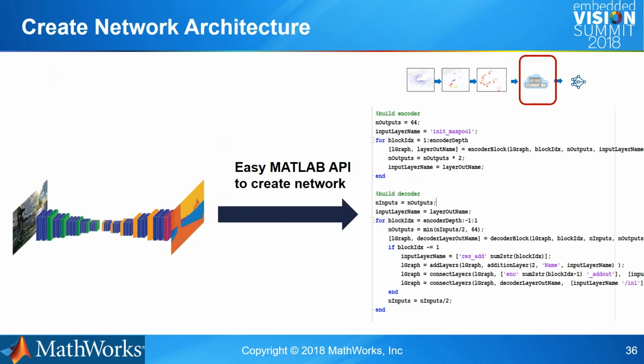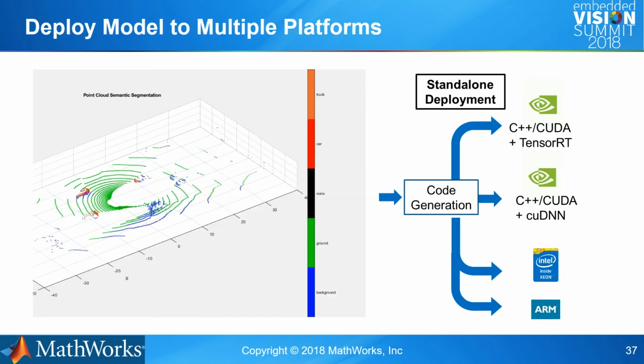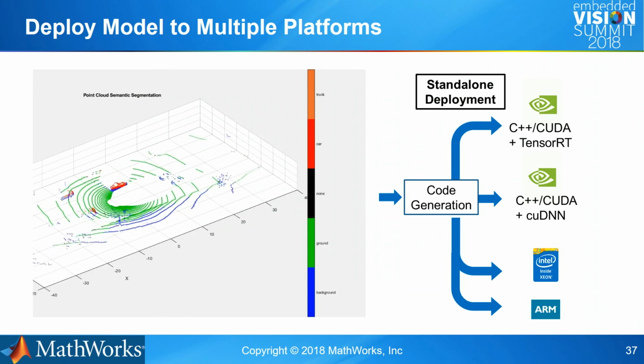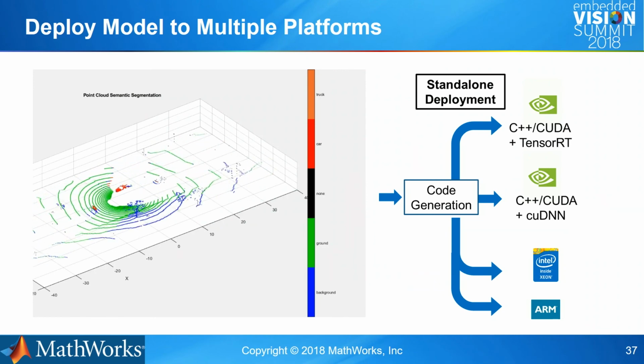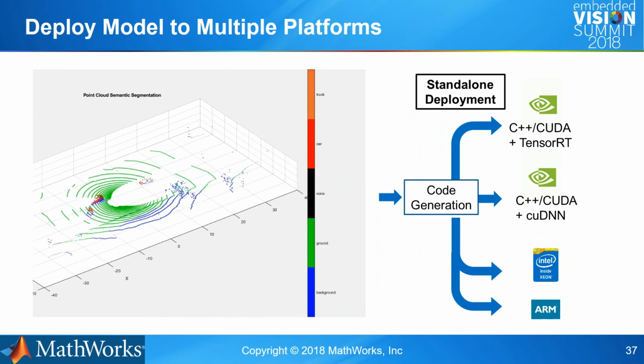And then as Girish showed, there's a very easy MATLAB API to create the network structure. In fact, if you're using a standard structure like SegNet, it's just a single line of MATLAB code to create a SegNet architecture. And now that you've taken the data, pre-processed it, and labeled it, you can actually create a LiDAR semantic segmentation algorithm.